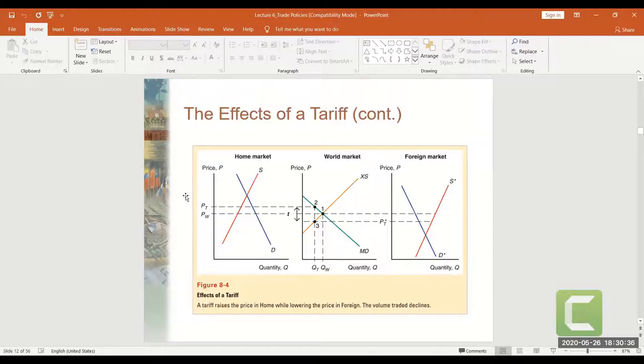So what happened? After the introduction of the tariff, the home price becomes PT, the foreign price becomes PT star, and the quantity sold and exported becomes QT. The equilibrium condition becomes PT minus PT star equals the tariff. This is how to show it graphically.